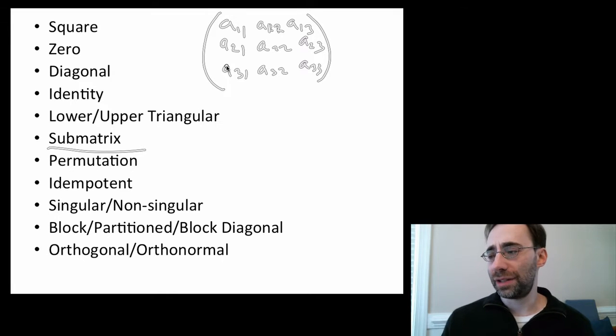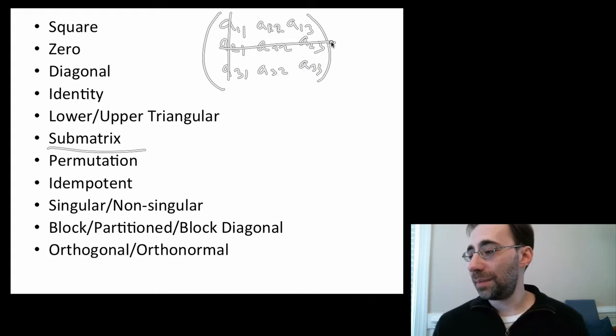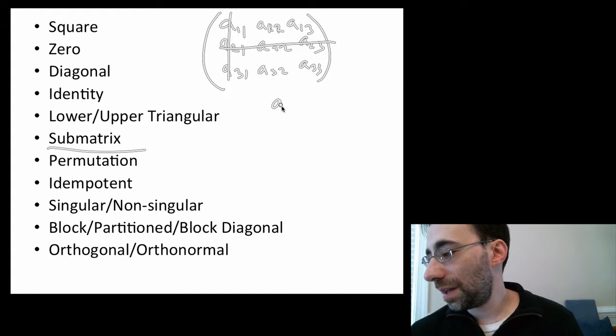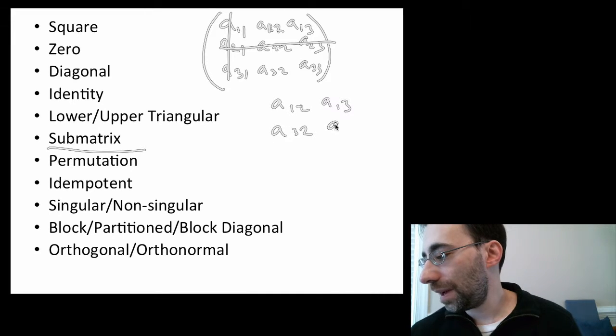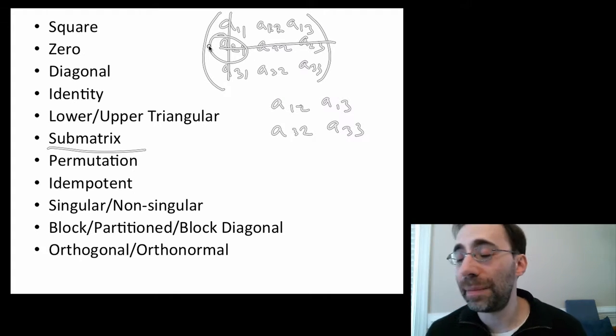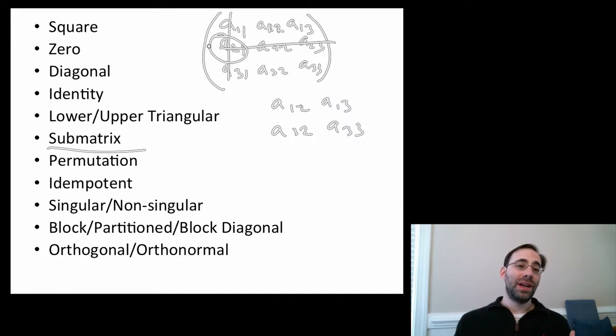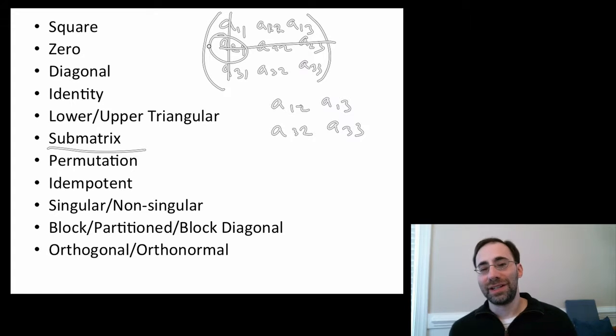Let's remove the first column and the second row. If I remove those, then I end up with the submatrix A12, A13, A32, A33. That's a submatrix corresponding to this element here, because that element is in the first column, second row. So I remove its corresponding column and its corresponding row, leaving the submatrix. You may be asking, why would I do that? We'll get to that when we talk about how to calculate determinants, which occurs about 2 modules from now.